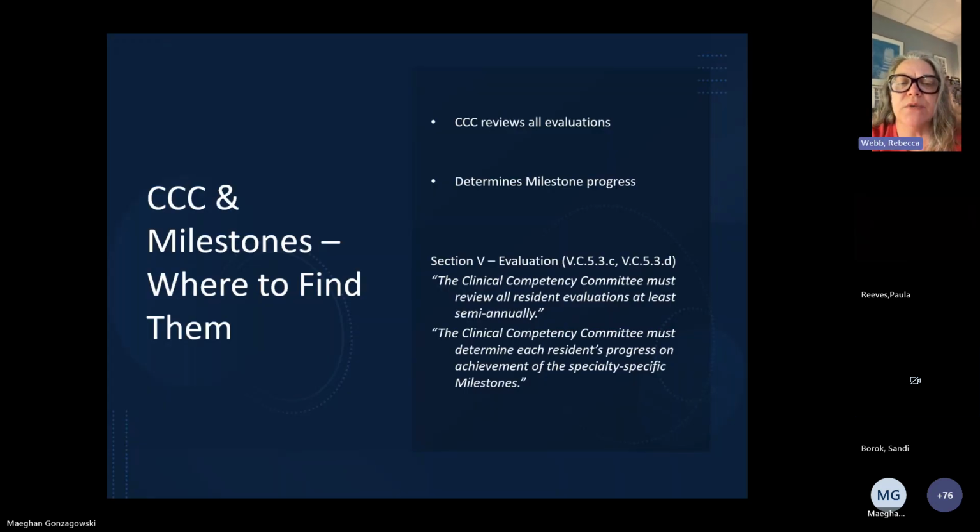All right, so this is where you find this information. CCC reviews all evaluations and determines milestone progress. Section 5, evaluation under those citations. The Clinical Competency Committee must review all resident evaluations at least semi-annually. So that is the requirement, and you see that it says must. And then the Clinical Competency Committee must determine each resident's progress on achievement of the specialty-specific milestones. So those are the 2 requirements. So you have to at least meet to evaluate residents at least twice per year. Next.